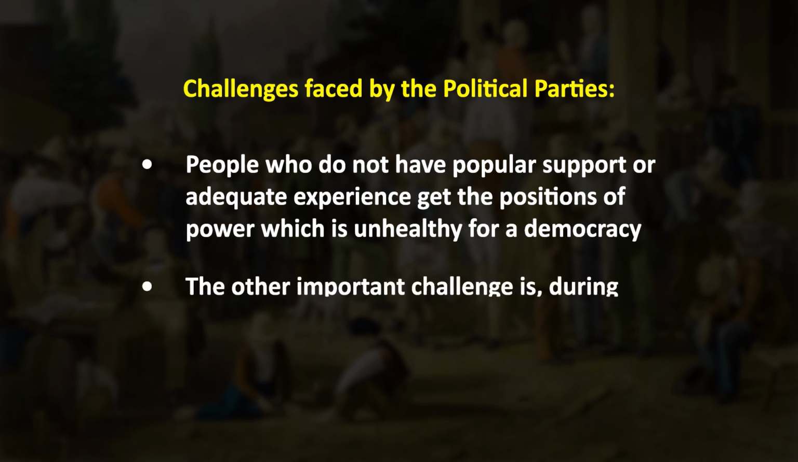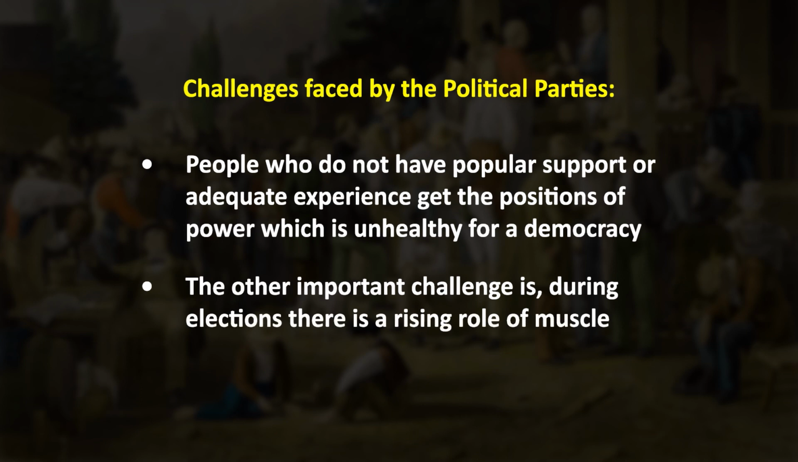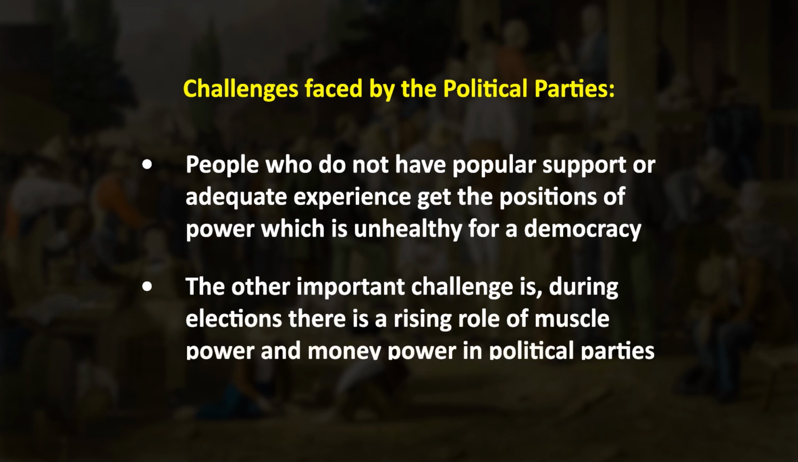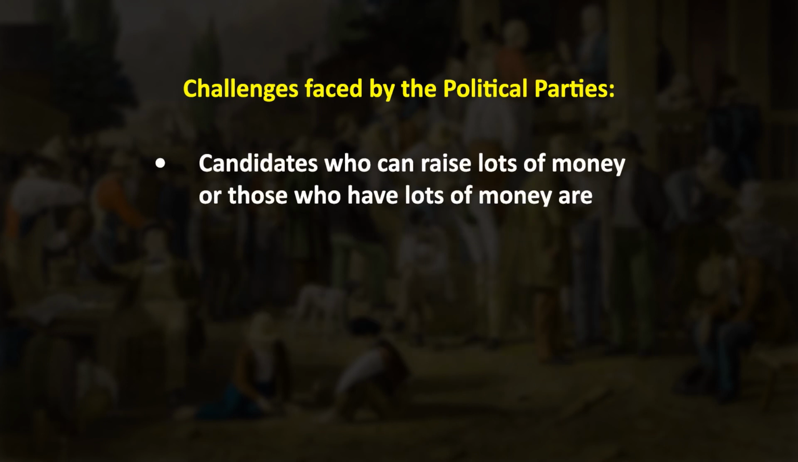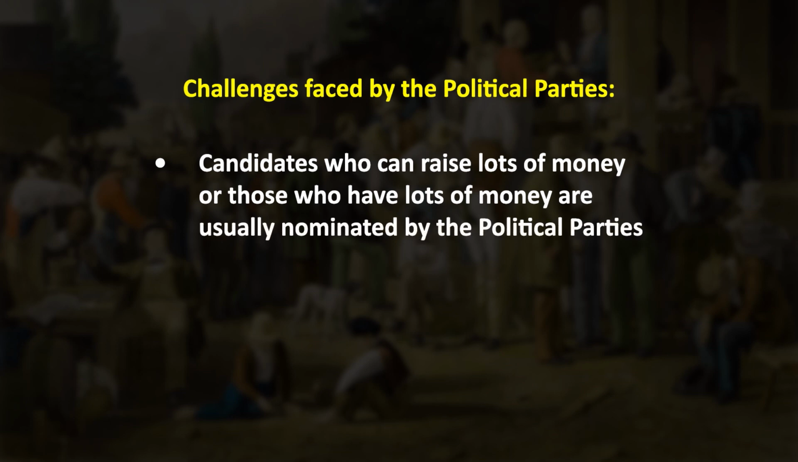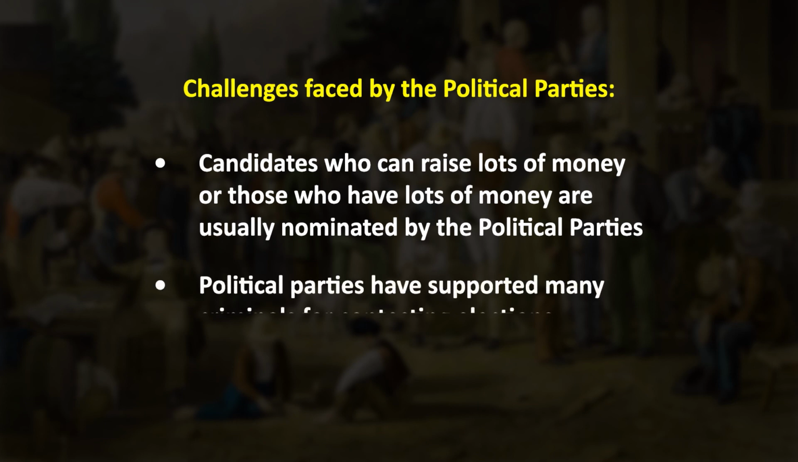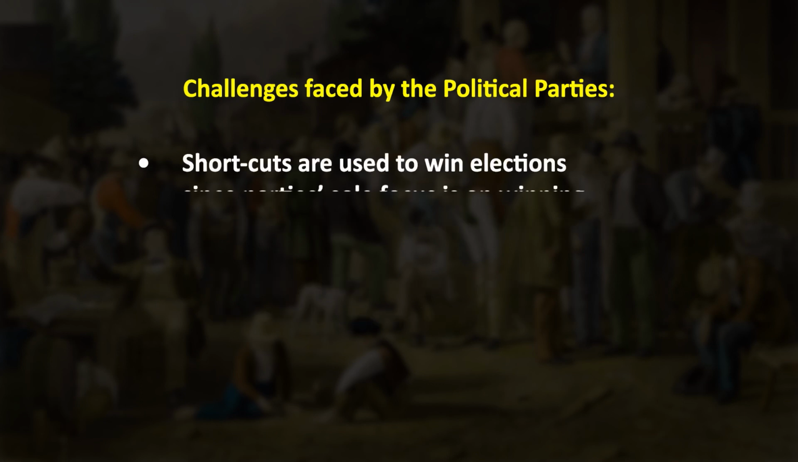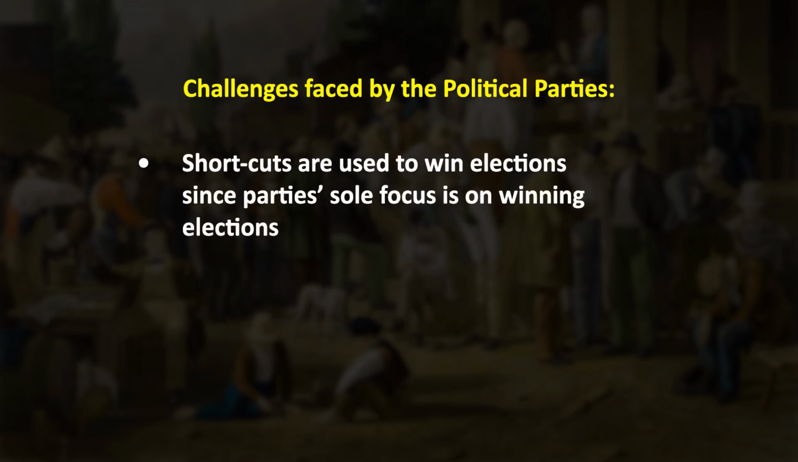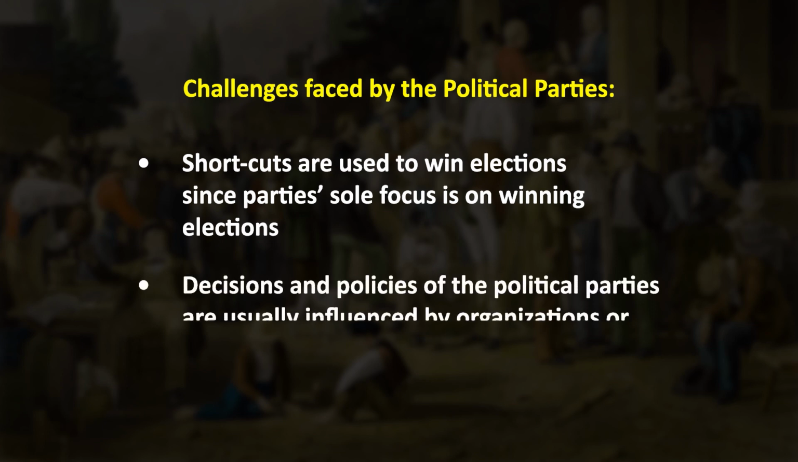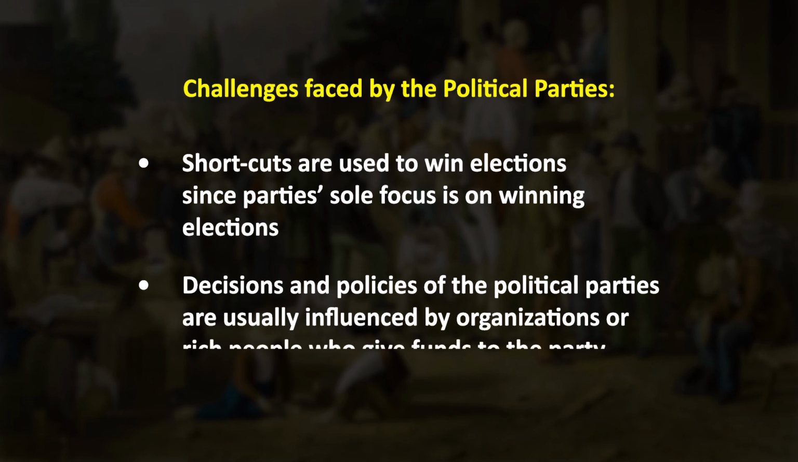The other important challenge is that, during elections, there is a rising role of muscle power and money power in political parties. Candidates who can raise lots of money or those who have lots of money are usually nominated by the political parties. Political parties have supported criminals for contesting elections. Shortcuts are used to win elections since the parties' sole focus is on winning elections. Decisions and policies of the political parties are usually influenced by organizations or rich people who give funds to the party.